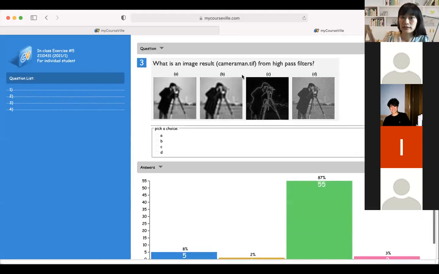The third one, what is the result from high pass filter? This one is actually the C, the number C, because high pass filter will pass all the high frequency components of the image. So they are sort of the changing location, small changes. You think about 1 pixel change immediately. So it's sort of small detail. So it's the edge image.